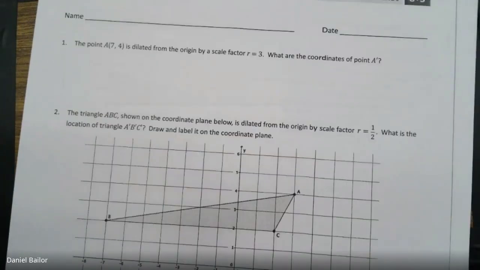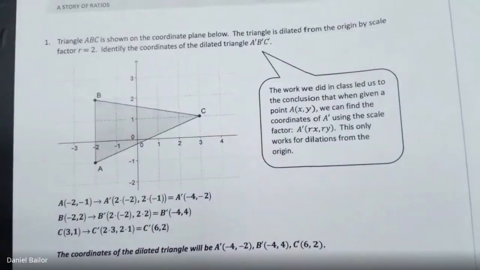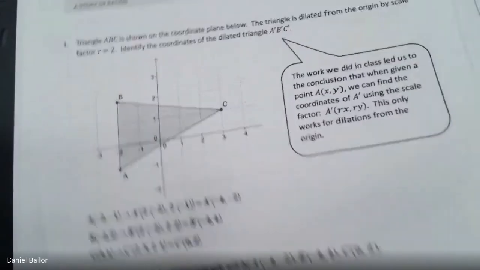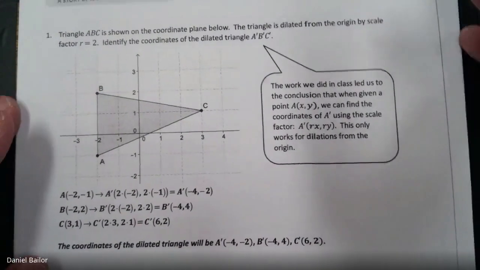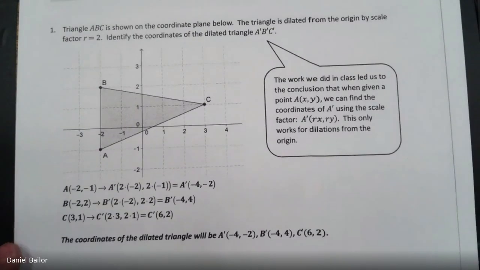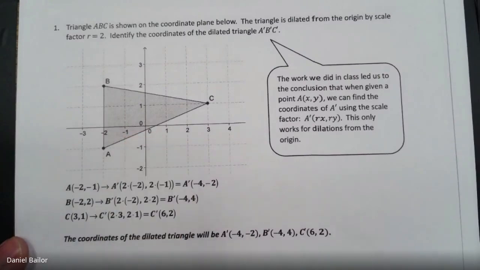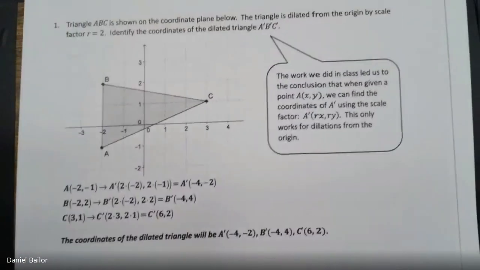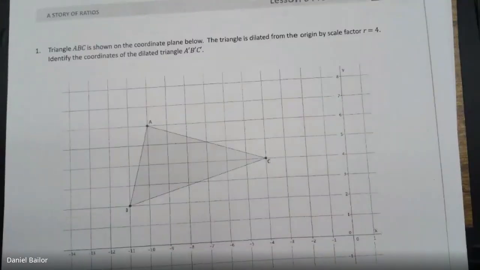The exit ticket we'll talk about last. The exit ticket is on page 65, but I'm going to slide that to the back of my packet because that's the last thing you do. The homework helper is on page 67. If you need another example of how to do it, we did a lot of examples together, but here's another example on page 67 of the homework helper about how to find the dilated coordinates of this triangle. So that gives you a couple more examples, 1 and 2, about how to do this if you need that again. But your problem set starts on page 69.